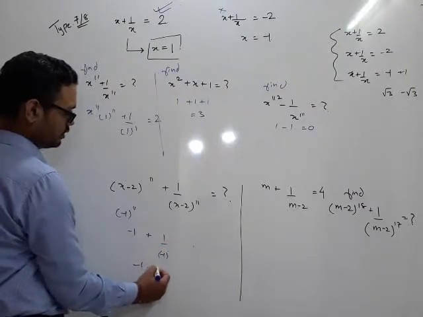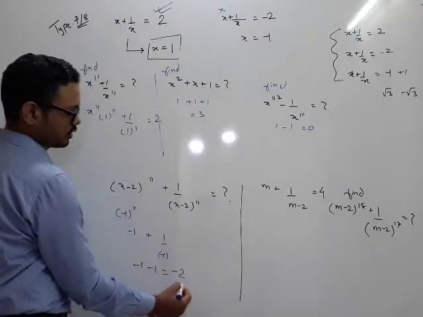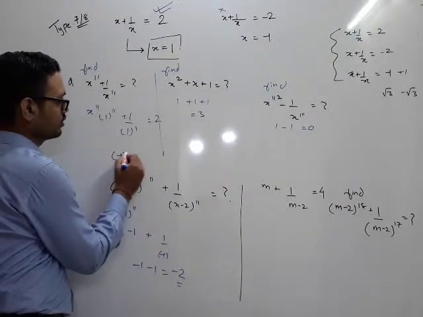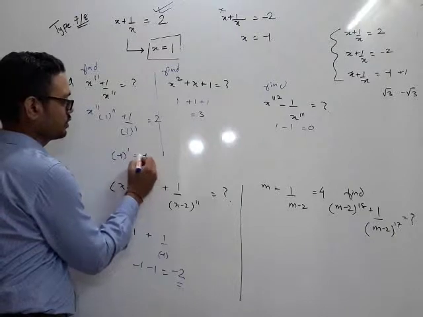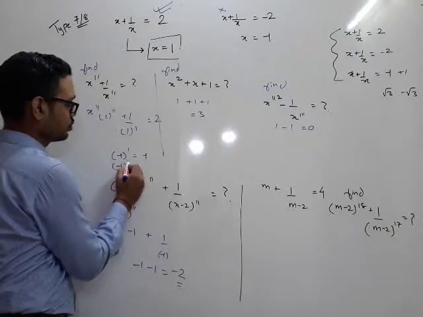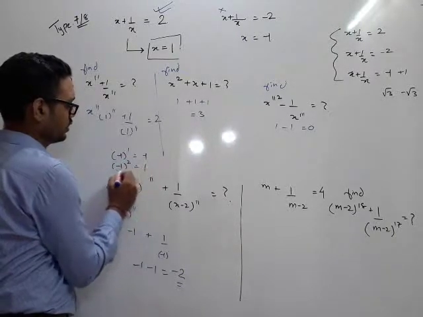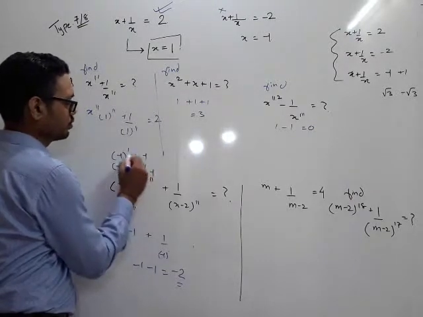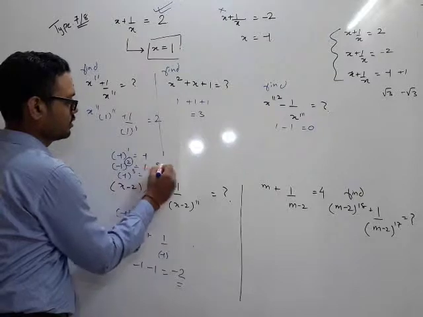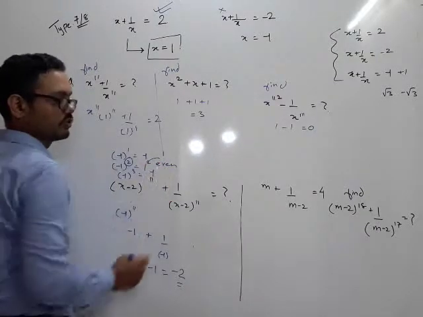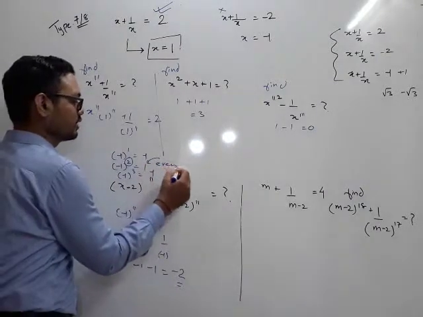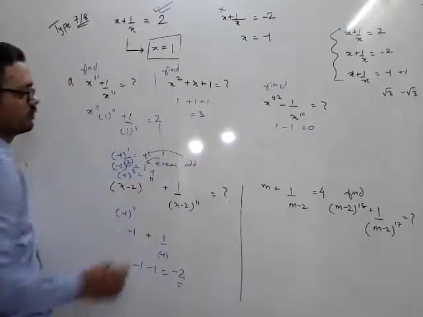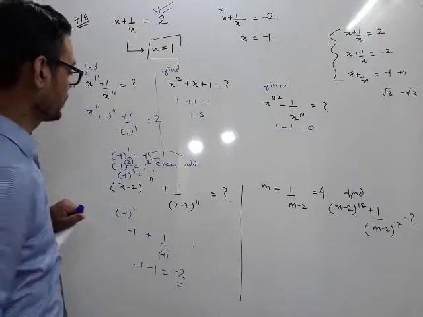So minus 1, answer is minus 2. Odd power, even power, what is it? Minus 1 raised to 1 is minus 1. Minus 1 squared is 1. Minus 1 cubed is again minus 1. So whenever the power is even, the number will be positive. Whenever the power is odd, the number will be negative. You just have to remember that.